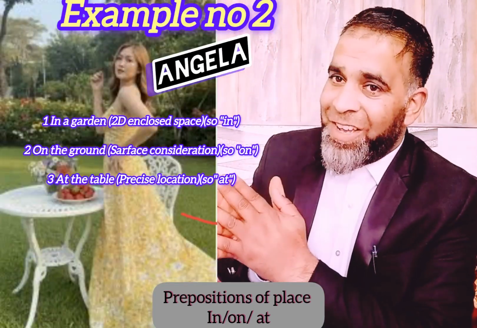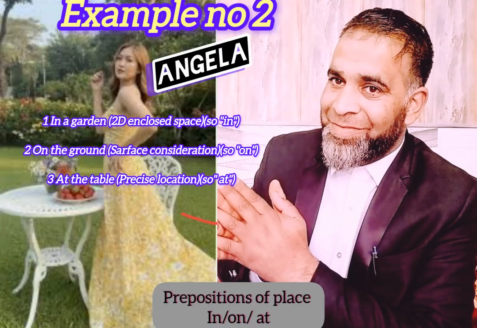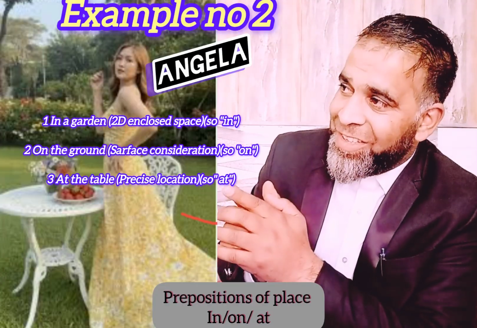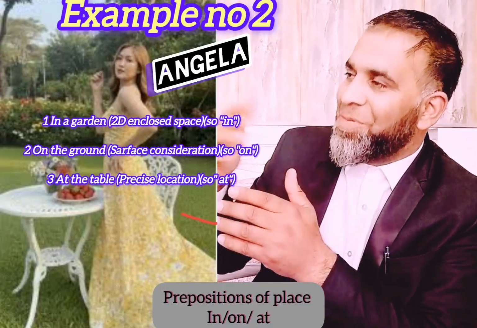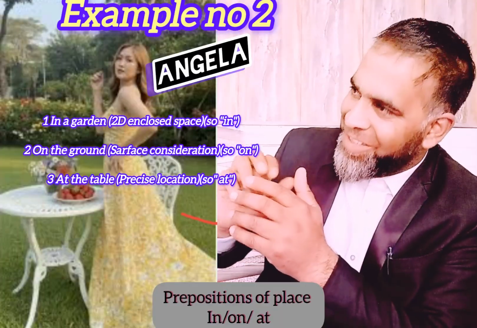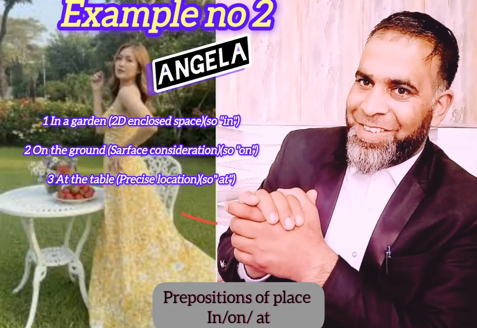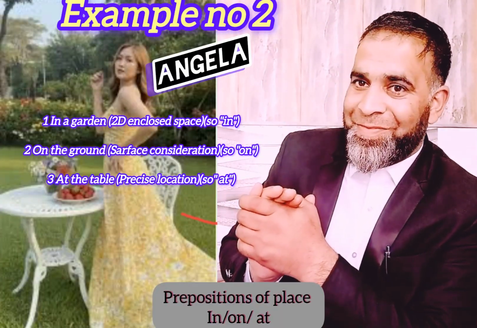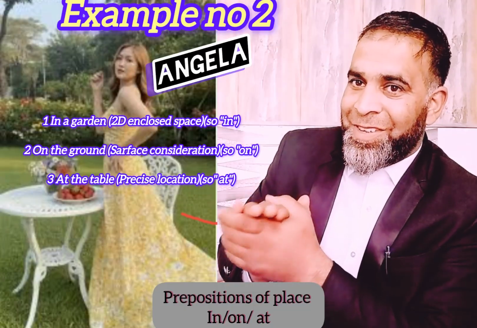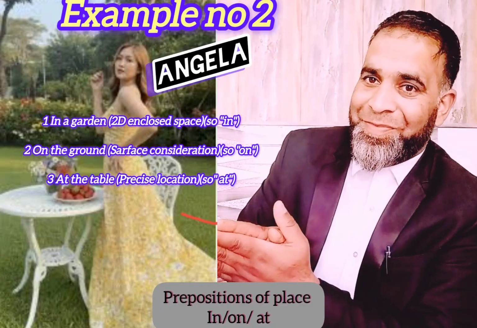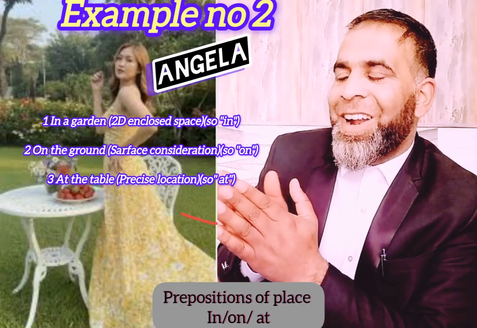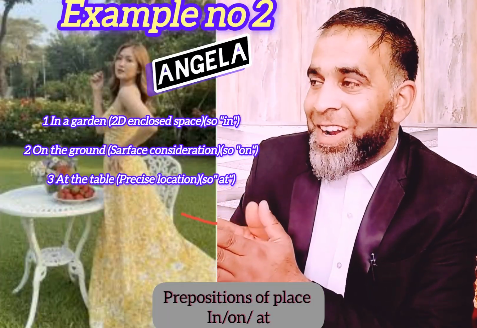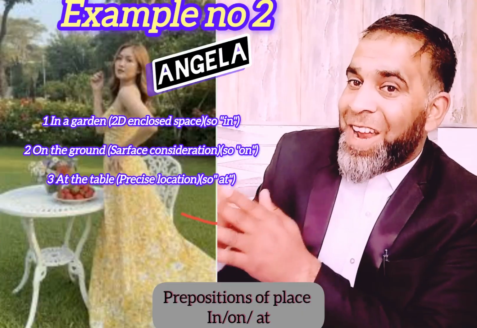Where is Angela? Angela is in a garden. Two-dimensional enclosed space. In a garden. On the ground. And at the table. Precise location. At the table.